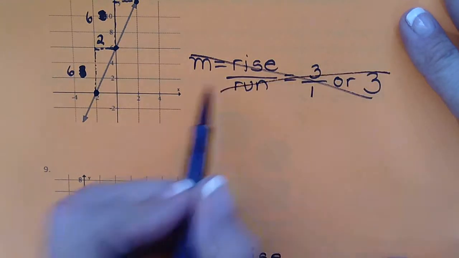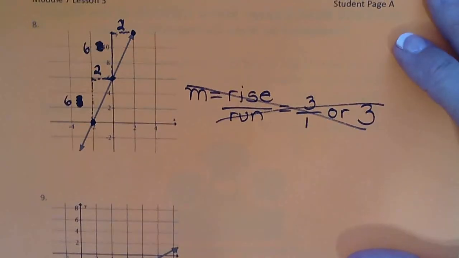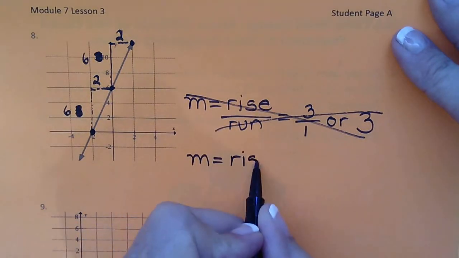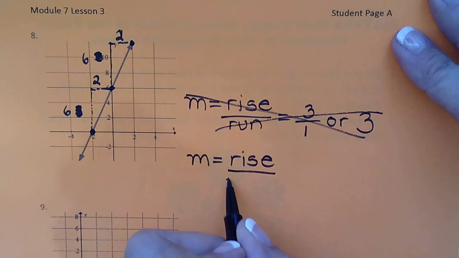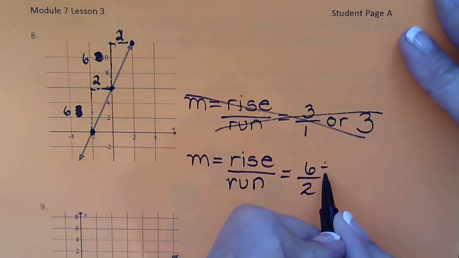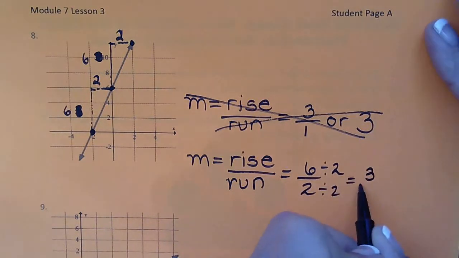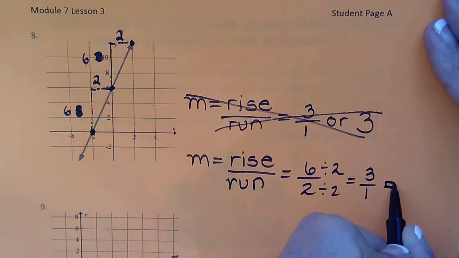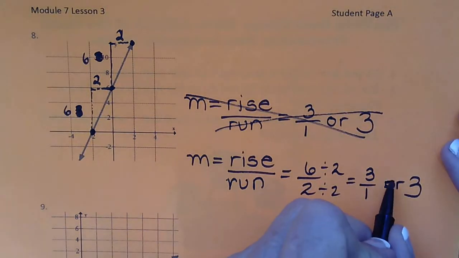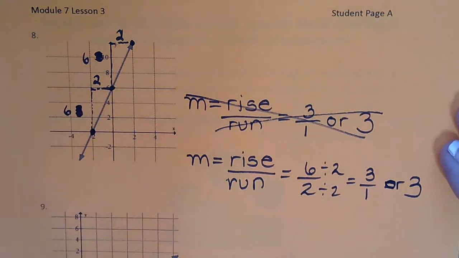We get the same answer because the axes are labeled the same, but if they had not been labeled the same, we would not have. So m equals rise over run, which equals 6 over 2. And when we divide both of those by 2, we get 3 over 1, just like we had before. That will always work as long as the axes are labeled the same. But if this one was labeled by 2s and this one by 1s, then we wouldn't get the right answer.